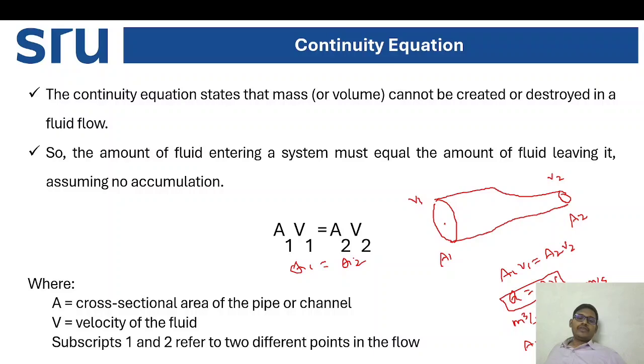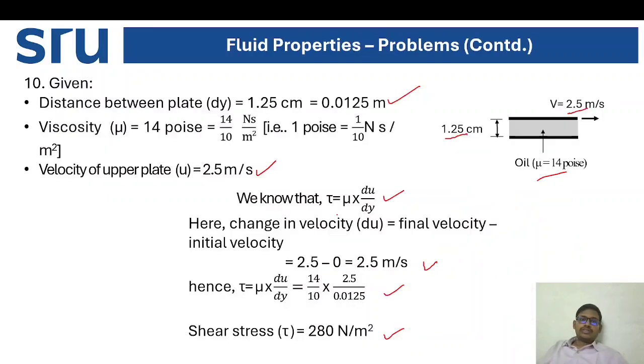So A1 V1 equal to A2 V2, where A is the cross-sectional area of the pipe or channel and V is the velocity of the fluid, and subscripts 1 and 2 mean one place to another place. That's what I have told, broad area with respect to the narrow area. So this is a different concept.